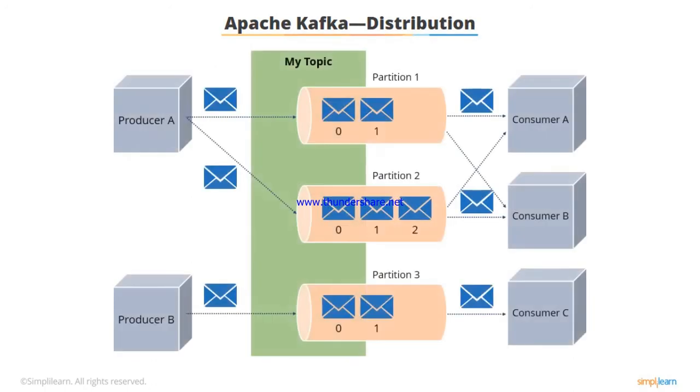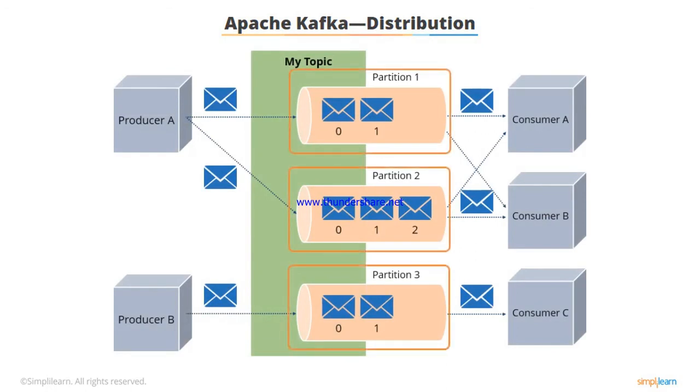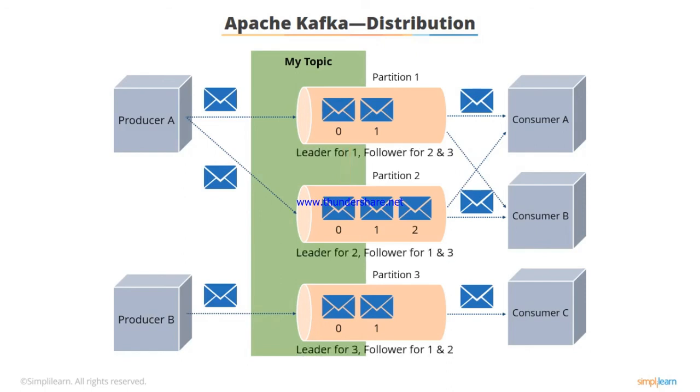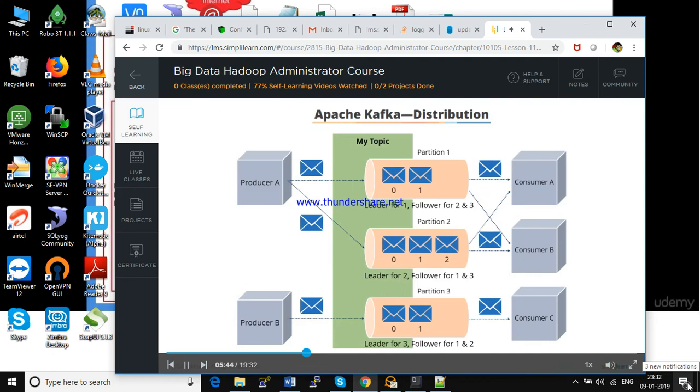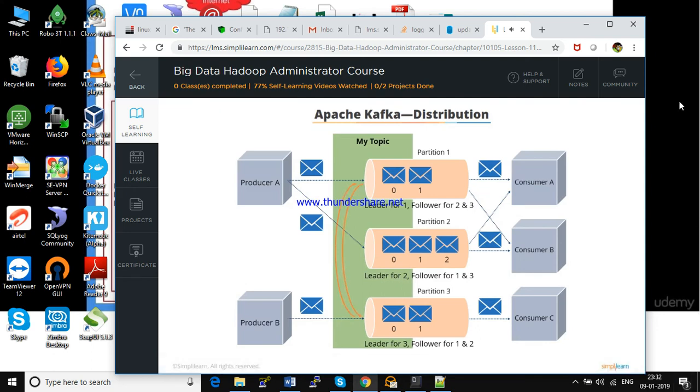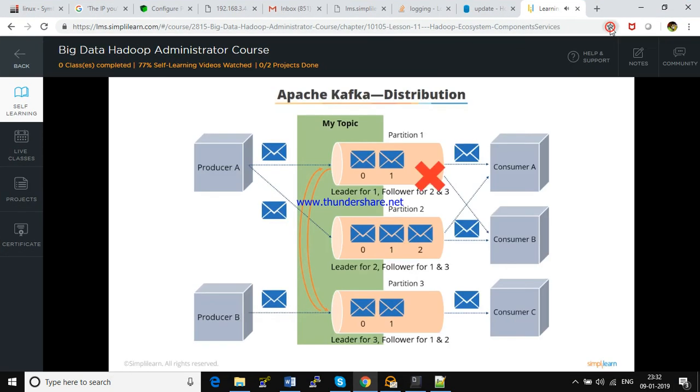Distribution of partitions is done in Kafka as follows. Servers across the Kafka cluster handle the partitions of logs. Each server handles data and requests for a group of partitions. To enable fault tolerance, each partition is replicated across multiple servers. For every partition, one server acts as the leader and one or more servers act as followers. All read and write requests to the partition are handled by the leader. The followers simply replicate the leader. Suppose the leader fails.